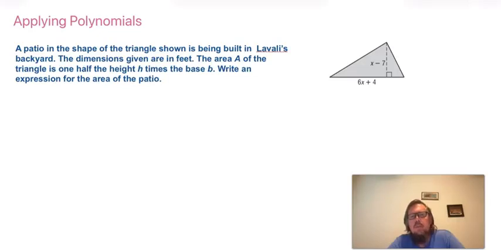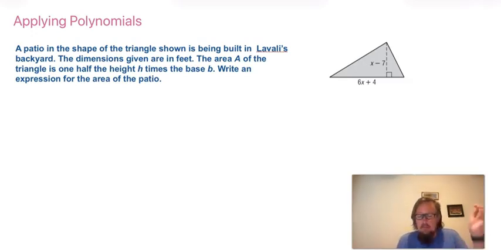A patio in the shape of the triangle shown is being built in Lavalley's backyard. The dimensions are given in feet. The area A of the triangle is 1/2 the height h times the base b. Write an expression for the area of the patio. Okay, so this is just a really long way of saying what's the area of this triangle.